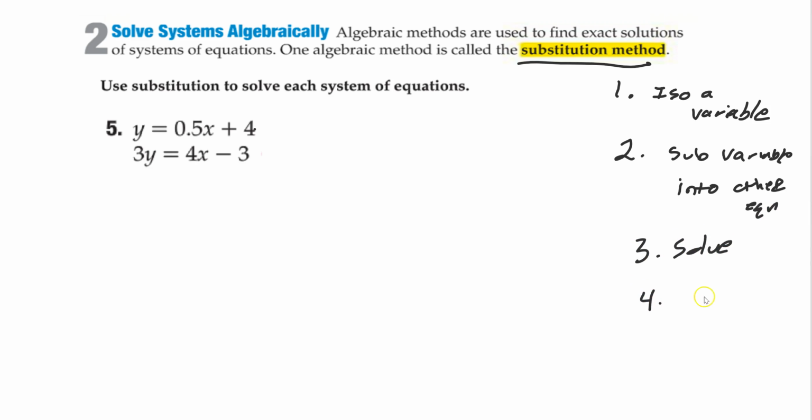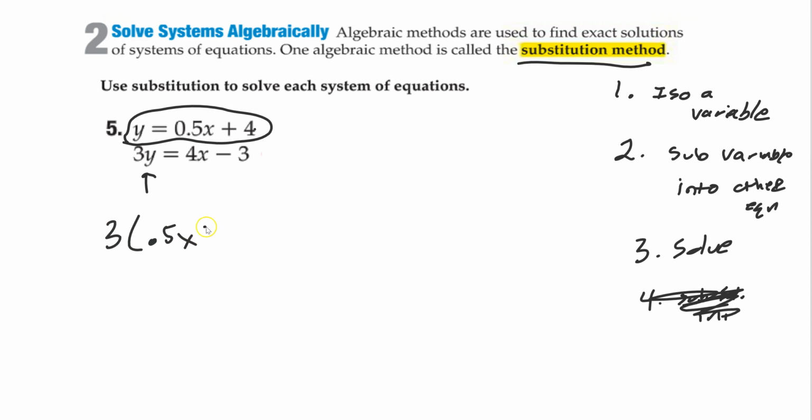And don't forget to go back and once you solve, sub solution into original. Just plug it back in and get your answer. Anyway, here look at, we got lucky. Y is by itself already. So what we're going to do is we're going to plug that in for the y right there. So instead of the y, we're going to plug all this in. So we're going to have 3.5x plus 4 equals 4x minus 3.